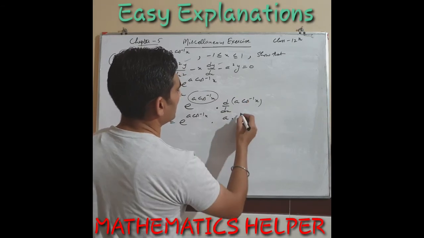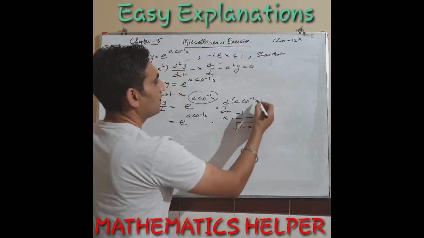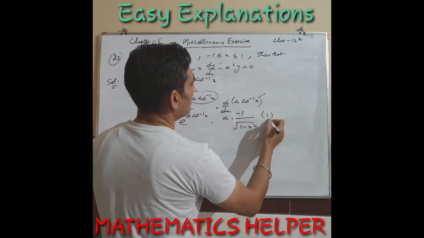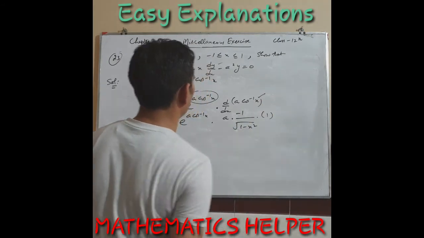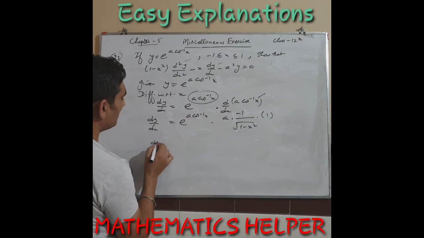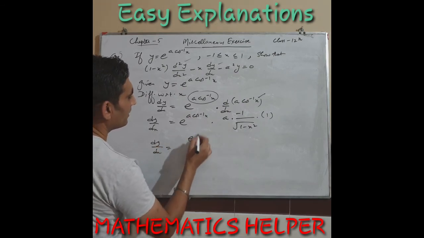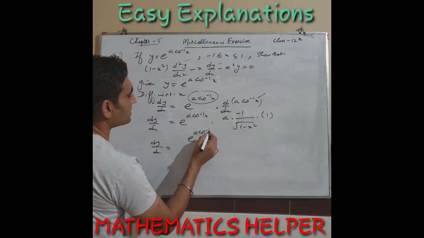Derivative of cos inverse x is minus 1 over square root of 1 minus x square, and derivative of this angle is only, means derivative of x is 1. So we have dy over dx like this. It is equal to e raised to power a cos inverse x.